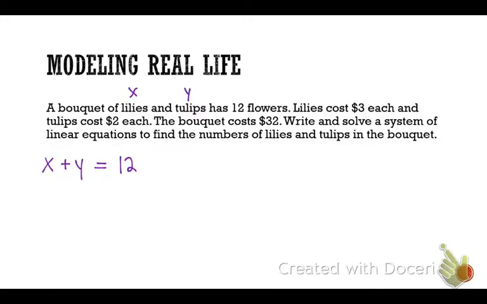Oh, no, it'd be 3y plus 2y equals. Sorry. You're close, but it's not 3Y. What stands for lilies? 3x. Yes. 3x plus how much per tulip? Plus 2y equals how much money total? 32. Okay.